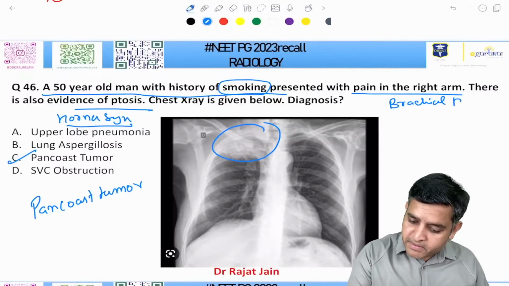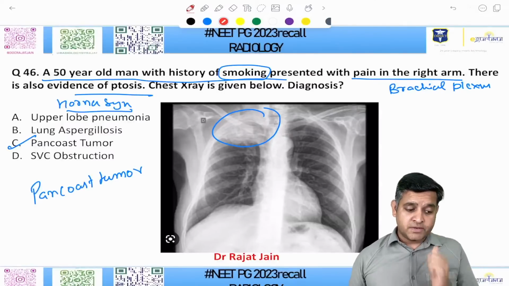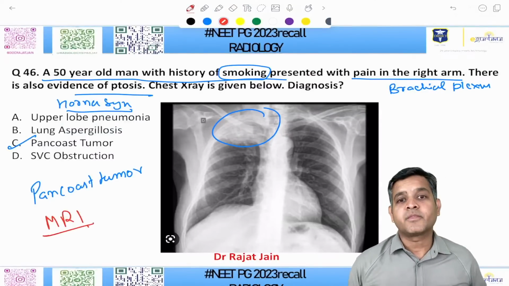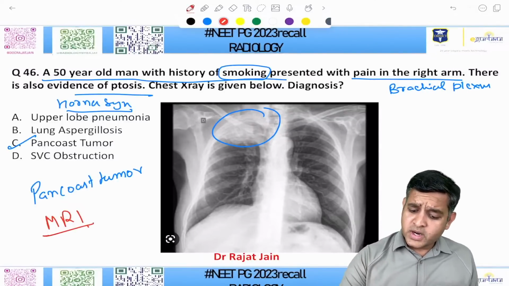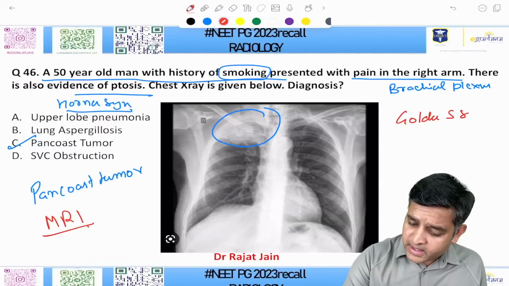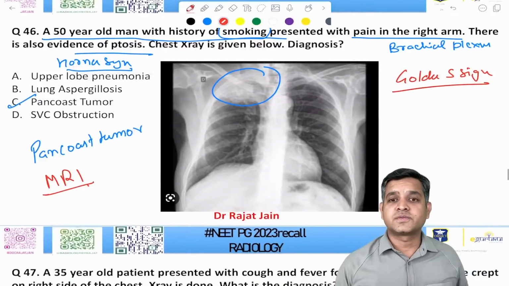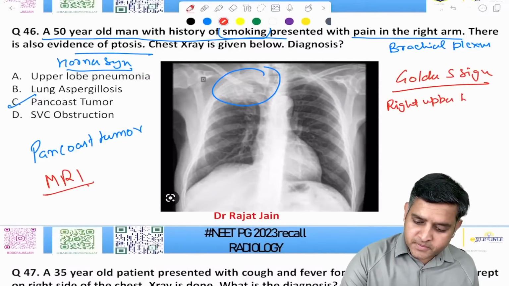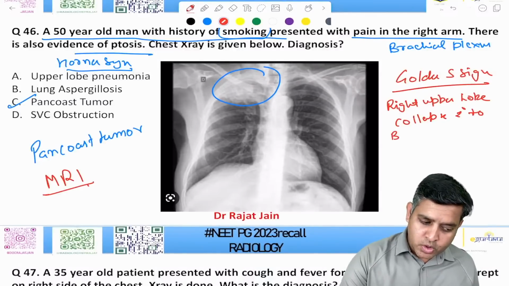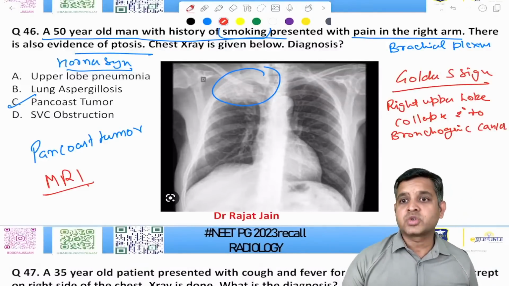Who will tell me what is the preferred investigation in a patient with Pancoast syndrome? Your answer is MRI. MRI is the preferred investigation in a patient with Pancoast syndrome. Anybody who can tell me, Golden S sign is seen in? Golden S sign is seen in right upper lobe collapse secondary to bronchogenic cancer.